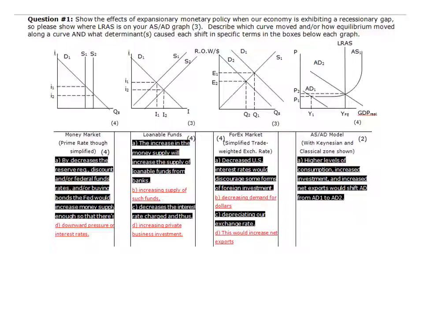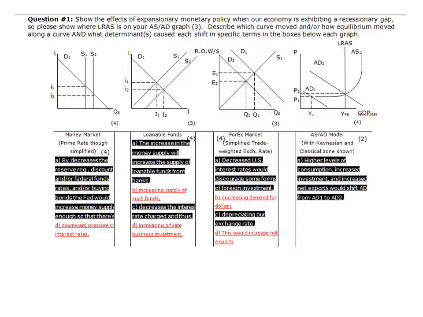Now, in order to increase the supply of money, as detailed down below in A in the money market, they will decrease the reserve requirement, meaning banks won't have to keep as much money in reserve, and they'll be able to loan out more money, increasing the supply of money.